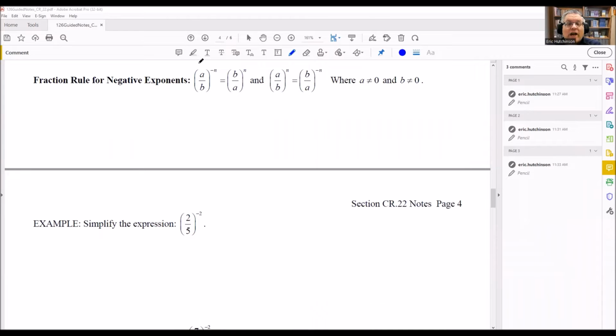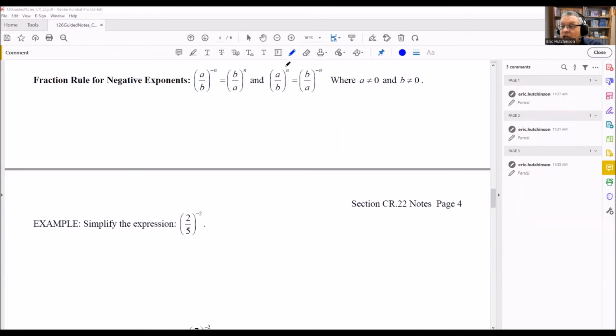We're going to talk about the fraction rule for negative exponents that we have here. Now, the way this works is if you have a fraction that's being raised to a negative power, you can take the reciprocal of the fraction, so flip the fraction, and that changes the sign of the exponent. So it was negative here, we flip it and it becomes positive. Or if you want to go from positive to negative, you can do that.